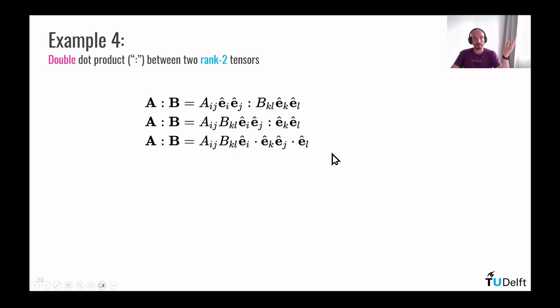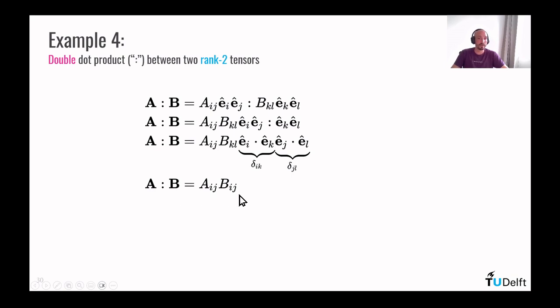And from now on, we already know the drill. This is the Kronecker delta between i and k, which means I can replace k by i or i by k. And the Kronecker delta between j and l means that I can replace l by j or j by l. And if I do this, I get that the result of the double dot product between A and B, two rank 2 tensors, is just a scalar. So this is a scalar.